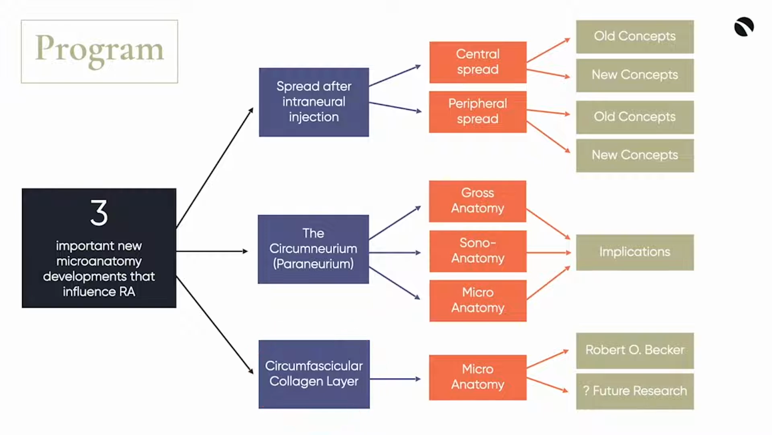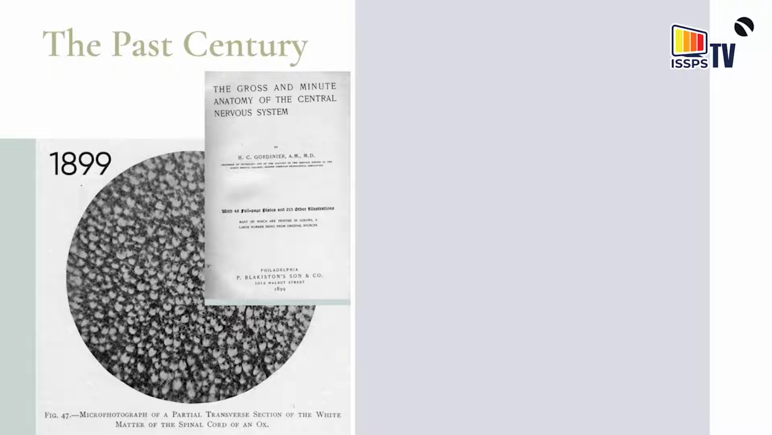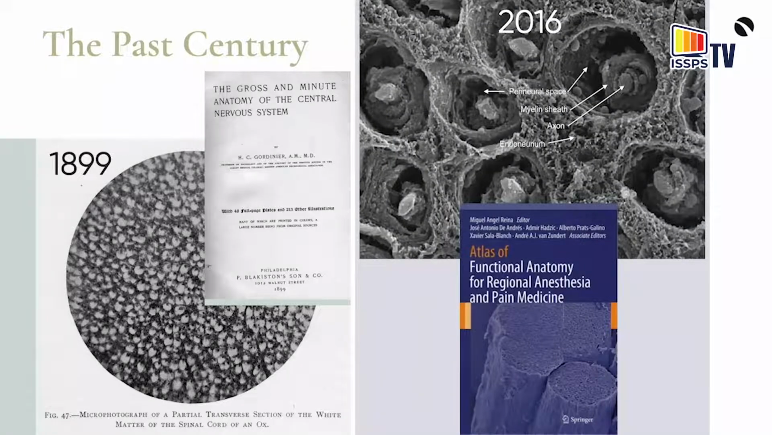So let us dig into this and start with central spread after injection into a root or trunk of the brachial plexus, and let us first look at some older concepts. What happened over the past 100 or so years? Now compare this image of 1899 with the electron microscopy image of Reiner of 2016 and notice the obvious similarities.